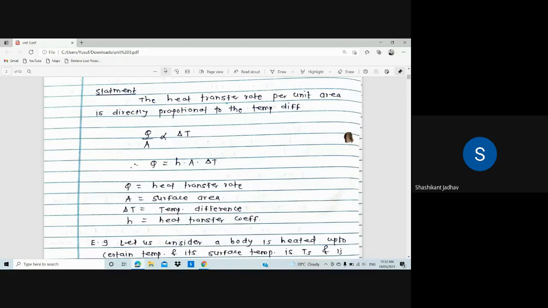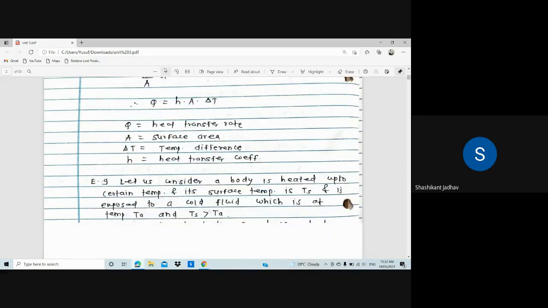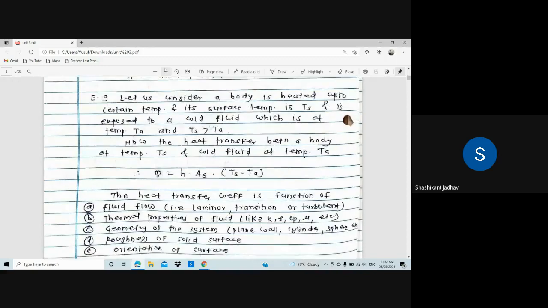Now we have to consider one example, and for that example we have to write down the equation of Newton's law of cooling. We consider one body, and at the surrounding of that body there is a cold fluid. The body has temperature Ts, the surrounding has temperature Ta. That is the temperature difference, and Q by A is directly proportional to that temperature difference.